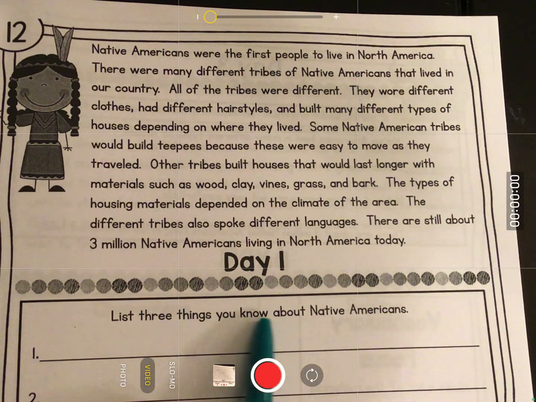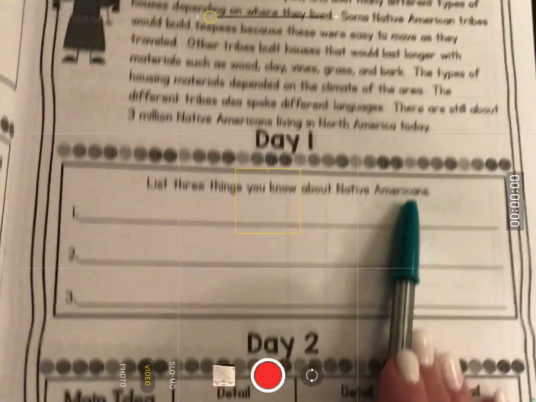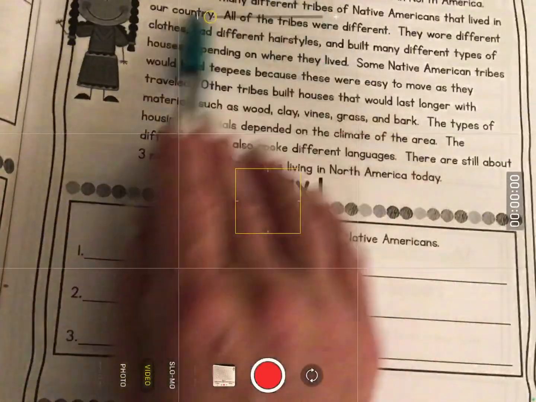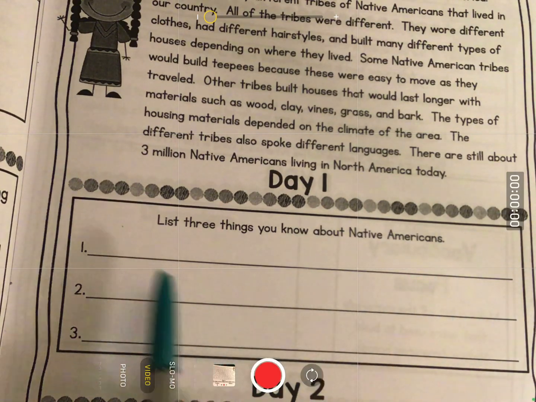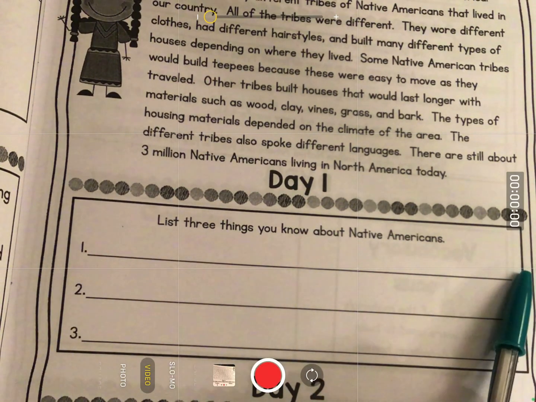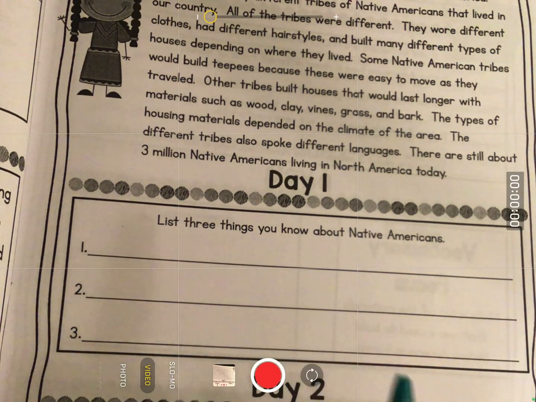List 3 things you know about Native Americans. So 3 things that you learned up here. Write them in complete sentences with a capital letter and a period, and then read back over them to make sure that it makes sense.